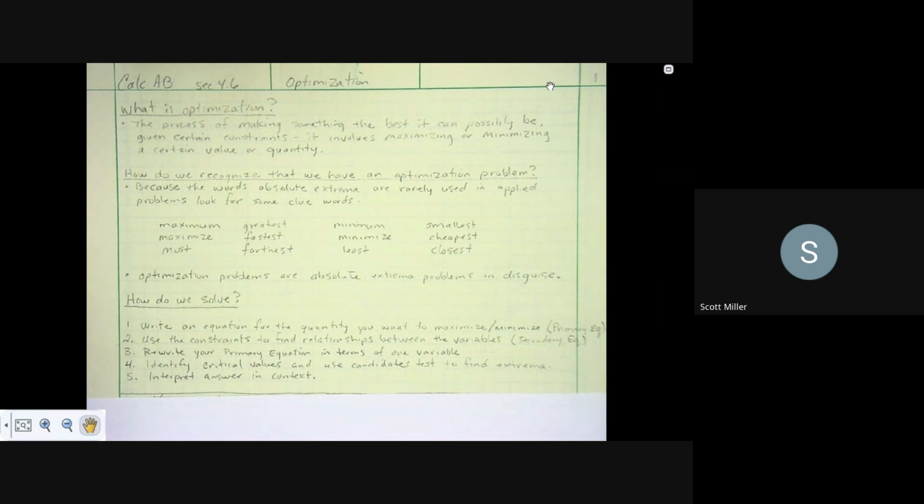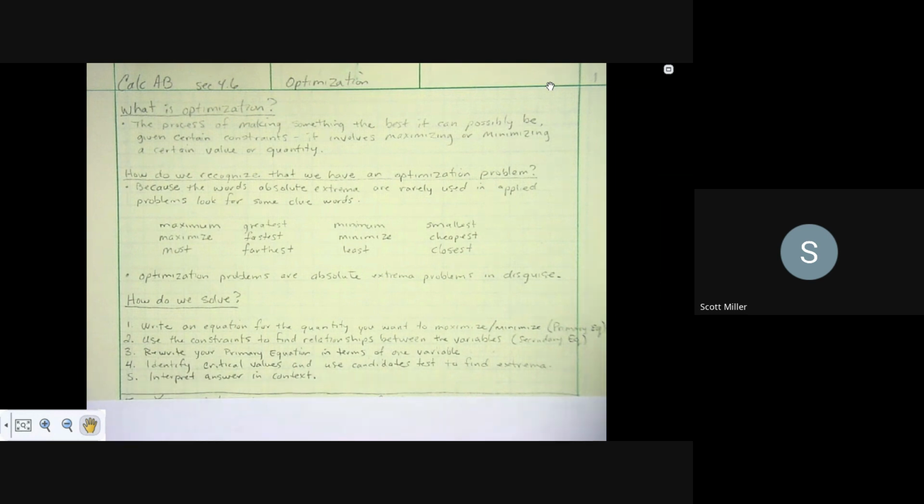Okay, so we've already talked about that, and so we already know what we're going to end up doing. So let's take a look at this, and see, how do I solve one of these things? What is the process I want to follow? You want to write an equation for the quantity that you want to maximize or minimize. This equation that you want to maximize or minimize is what I refer to as the primary equation. The primary equation, the one you're going to maximize or minimize.